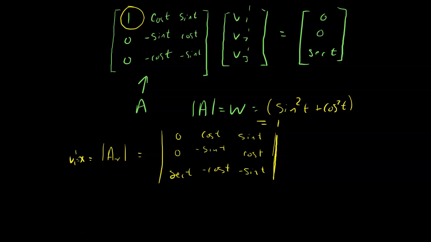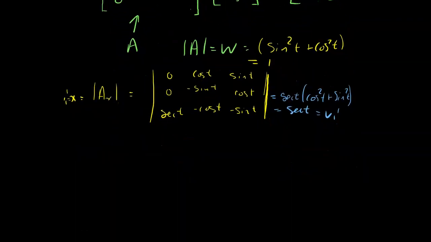To find this determinant, it will end up being secant of t times the determinant of the upper right corner, which would be cosine squared t minus negative, so plus, sine squared t. But that's just secant of t. Great, so there's your v1 prime.